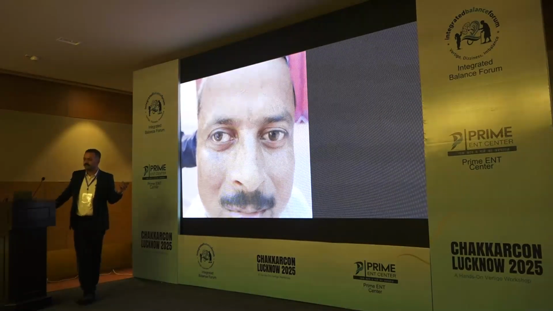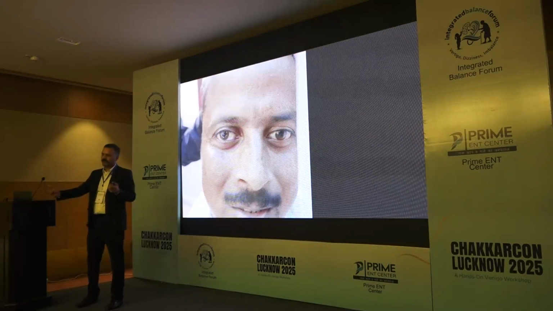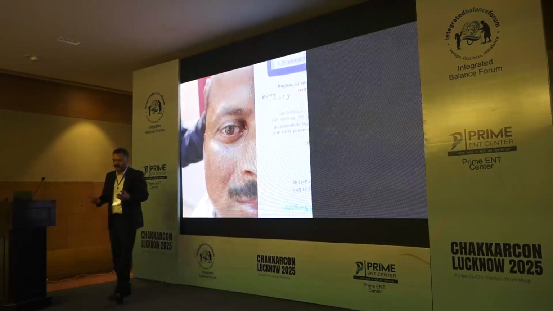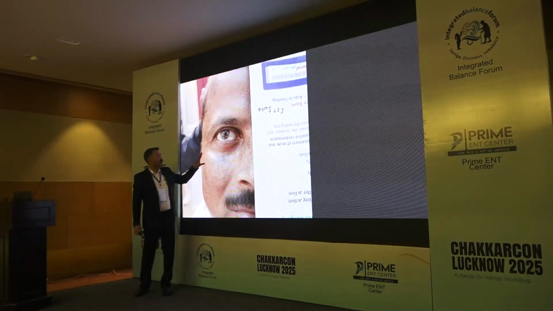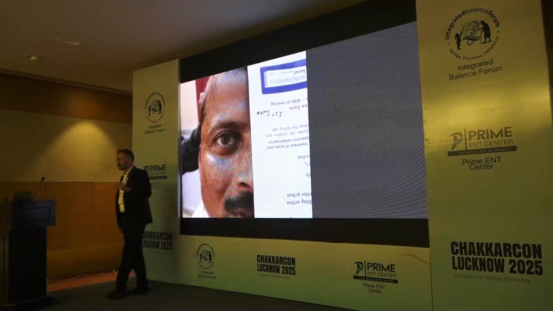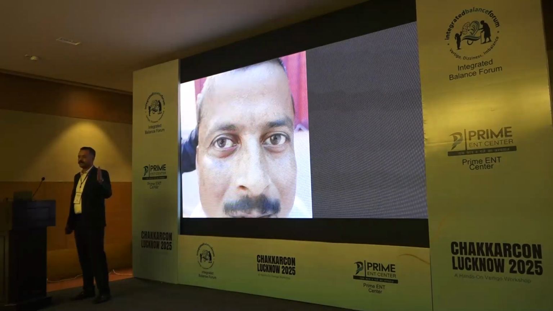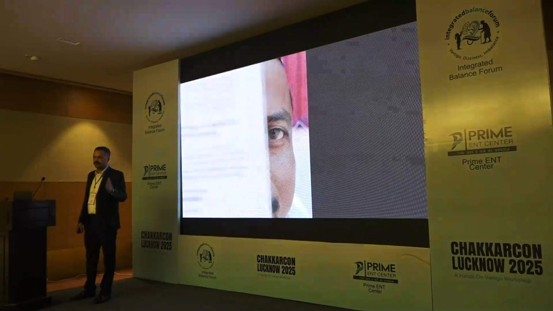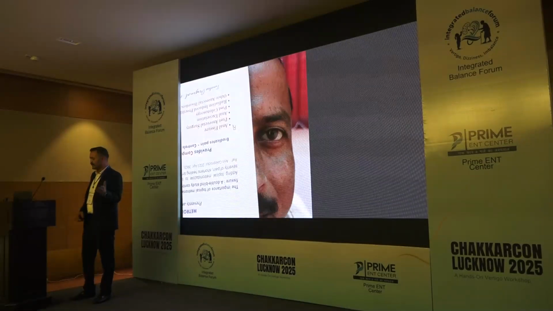So this is a pendular nystagmus. It can be a congenital nystagmus. It can be acquired pendular nystagmus also. The differentiating feature with pendular nystagmus is it changes the direction when you change the gaze. So right gaze will be different, left gaze can be different.